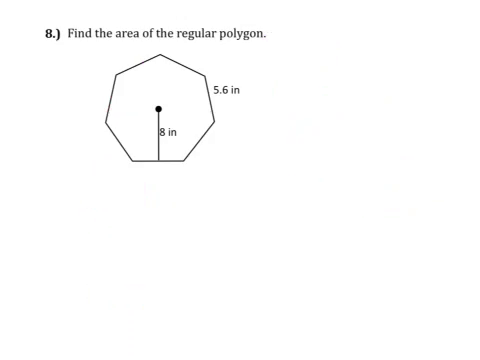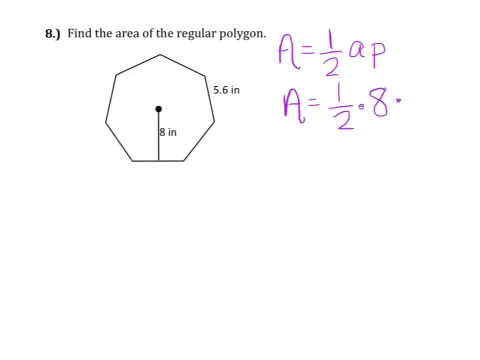All right, number 8, we have to find the area of this regular polygon. So we use our formula. A equals 1/2 apothem times perimeter. Okay, so 1/2 times apothem, which is 8. The perimeter, we need to count how many sides we have. 1, 2, 3, 4, 5, 6, 7. So it would be 5.6 times 7 would be the perimeter.